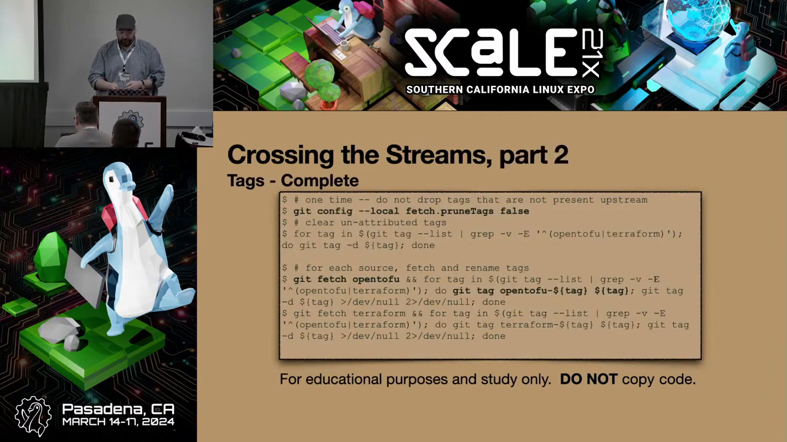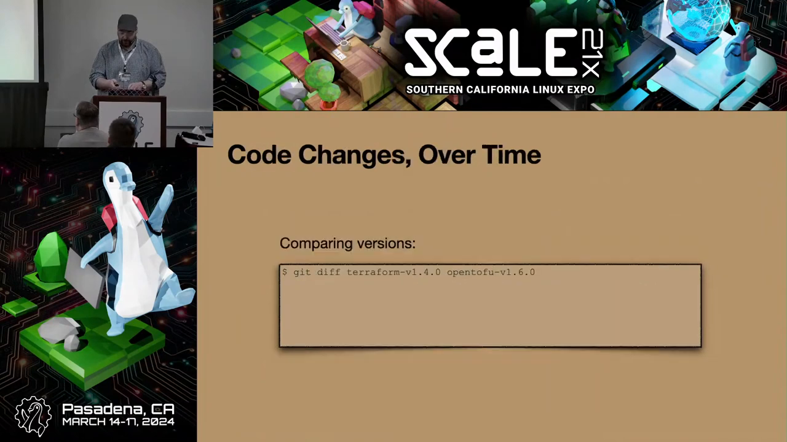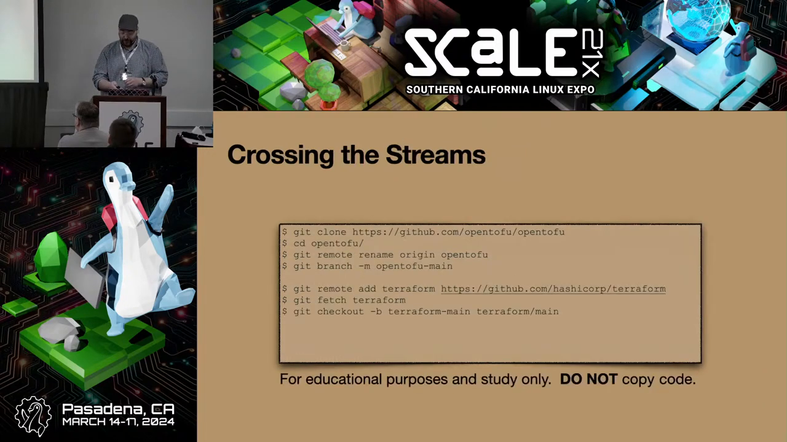Now, you will want to take a couple of extra steps to make sure that your tags are maintained. You've got a one-time line disabling tag pruning during the fetch, which means that as it goes out to update its repos, it doesn't drop any existing tags that may not be present on that remote server. Separately, this second command line clears all tags, because in the next step we go in and rename all the tags, prefacing them with either OpenTofu or Terraform. Now, if you want to, you can do that diff we had in the previous slide of Terraform v1.4 against v1.6, see those changes, and have an easy reference.